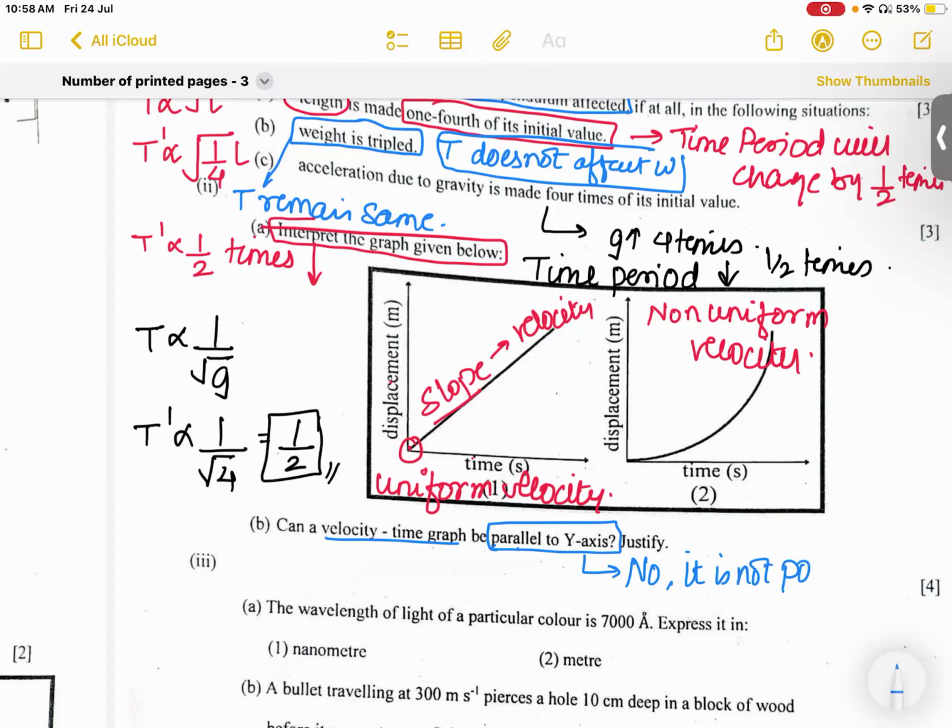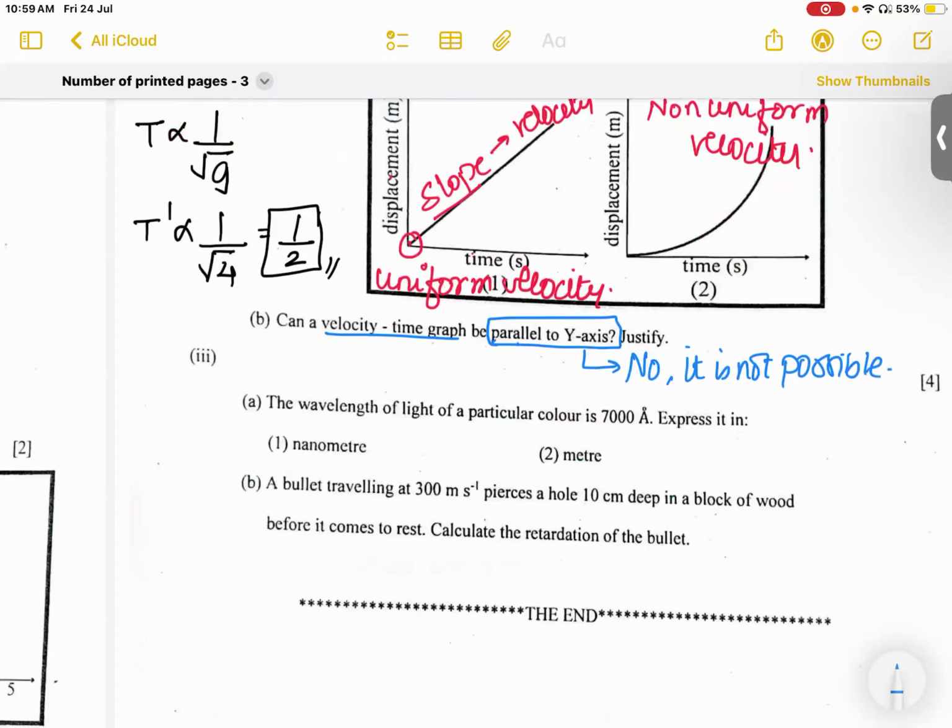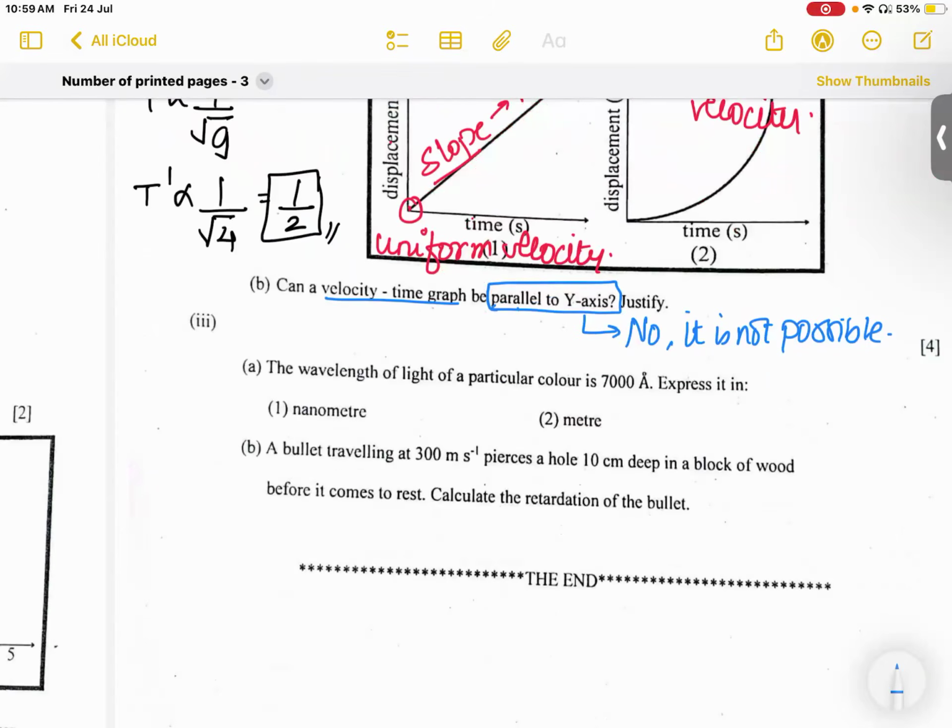Why is it not possible? Think. Let's first try to draw, guys. What are they expecting me to do? I will draw first. So I will draw here. Velocity time: if I want to plot velocity time, time will be on the x-axis because it is the independent quantity. Velocity will be on the y-axis because it is the dependent quantity.